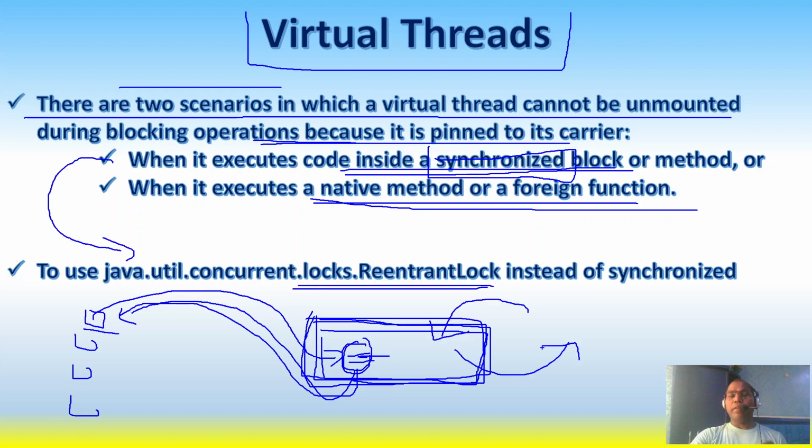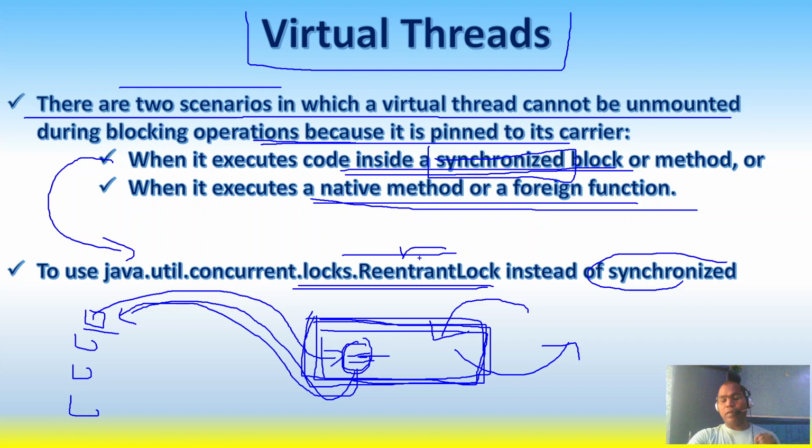And this is the one major use case of reentrant lock. Sometimes someone asks, I am using the synchronized block, why should I use reentrant lock? But from a virtual thread perspective, synchronized and reentrant lock play very different roles. If your code is in a synchronized block, your virtual thread cannot be unmounted or mounted. But in the case of reentrant lock, your code can easily be unmounted and mounted.